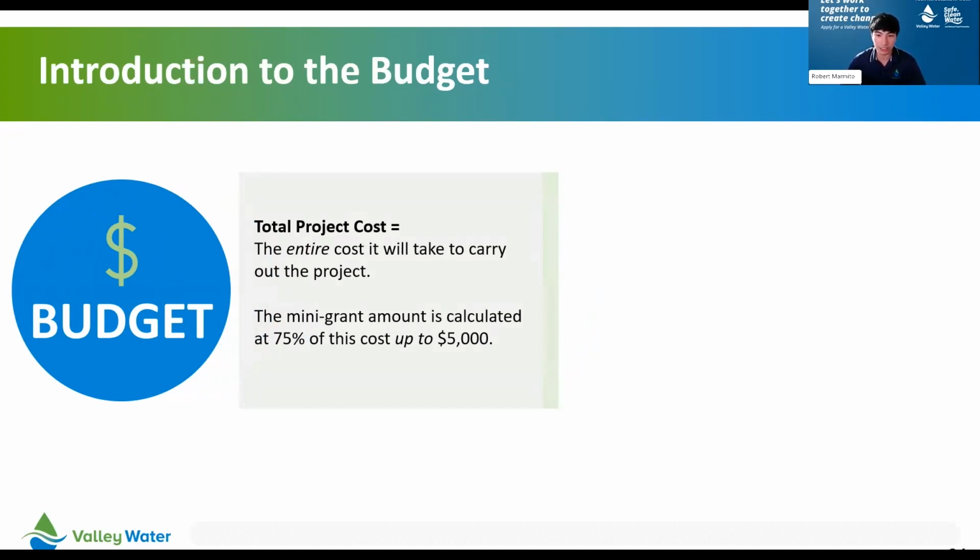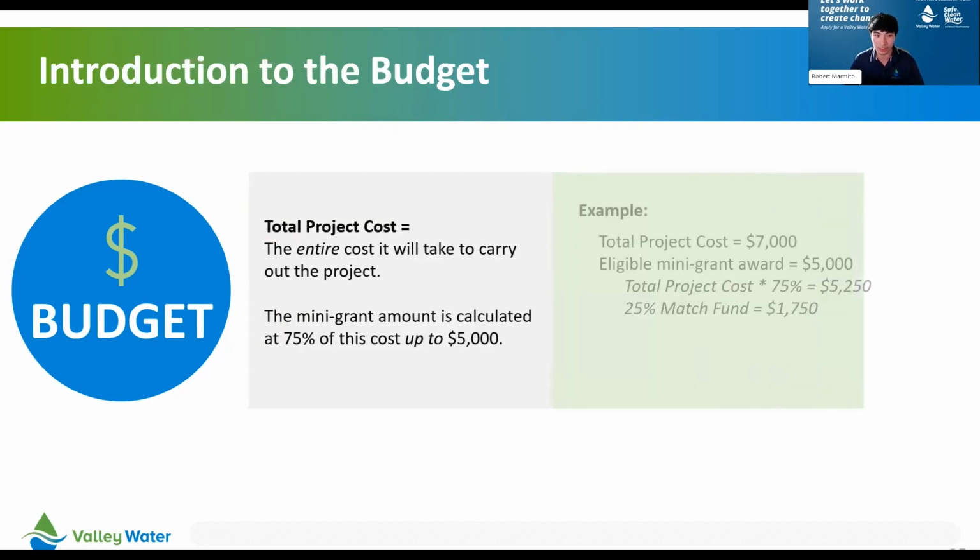So the total project cost refers to the entire cost it will take to carry out your project. And this will include any materials, labor, or any other relevant costs that we will be discussing in the next few slides. So for our mini grant programs, we calculate the amount that you're eligible for by using a formula.